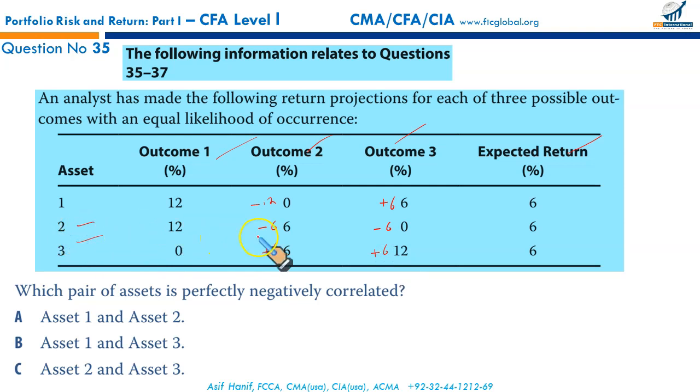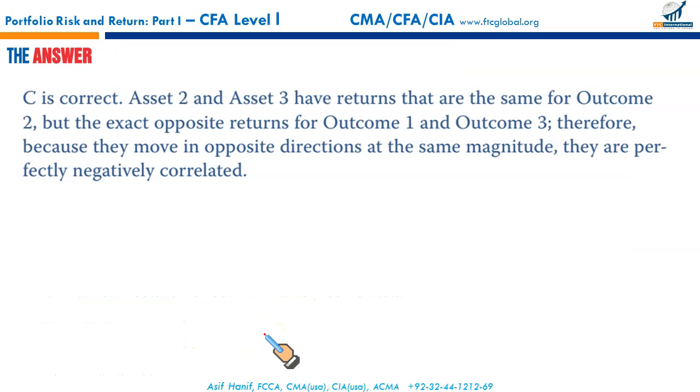2 and 3, they move in the opposite direction. Minus 6 plus 6, minus 6 plus 6, right? So which pair of assets is perfectly negatively correlated? Look no further, asset 2 and 3.